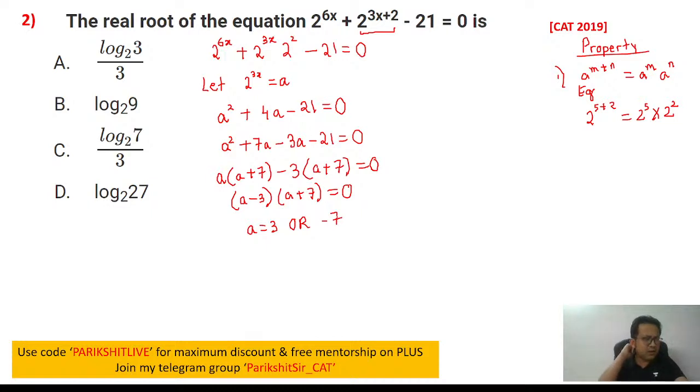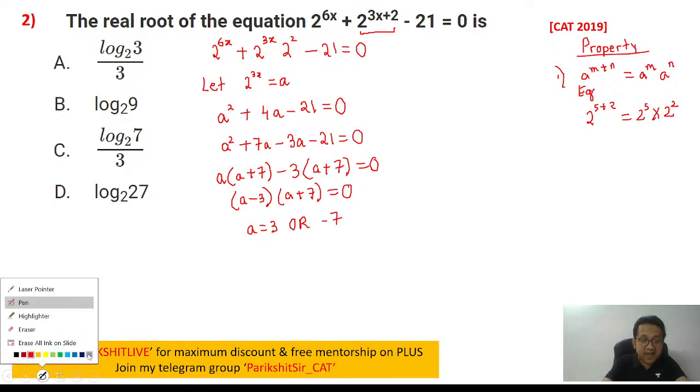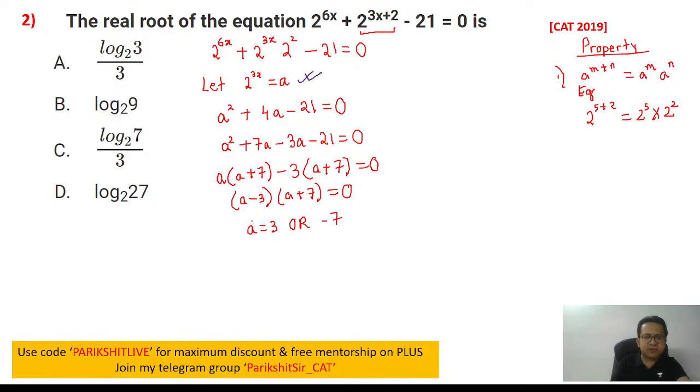Now think about it. What is a? A is equal to 2 to the power 3x. Can 2 to the power 3x be negative? No, right? How do you know?